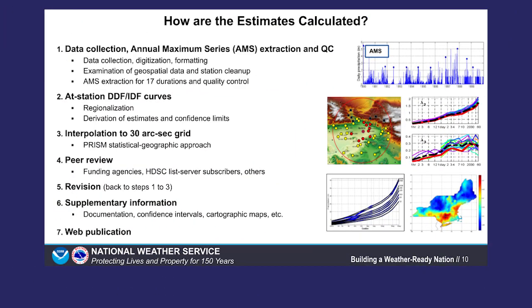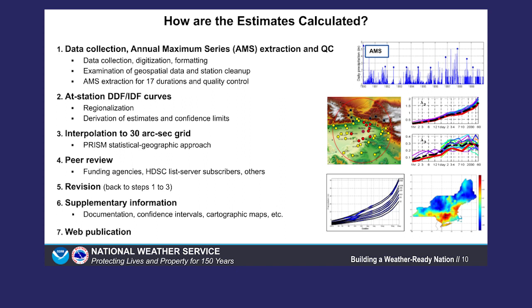How are the estimates calculated? The process starts with data collection. For example, in the Northeast, we collected data for approximately 7,600 stations from 22 federal, state, and local agencies. We then move on to station screening. This includes examination of station locations, screening for duplicate records, removing unreliable records, and so on.